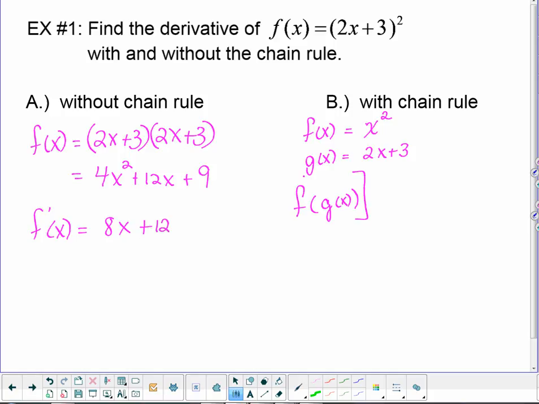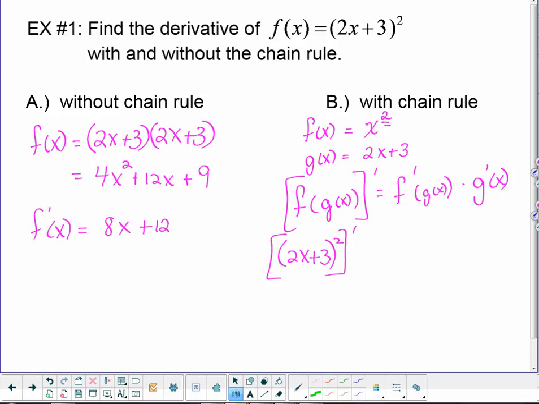The derivative of this, if we look on that previous screen, or if you look above in your notes, it says take the derivative of f of x, leaving g of x alone, and then multiply it by g prime of x. So I'm going to take the derivative of the outer function, which is a squaring function, right? So let's write 2x plus 3 squared.